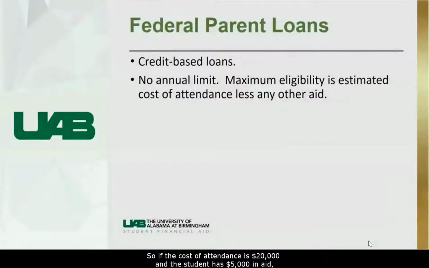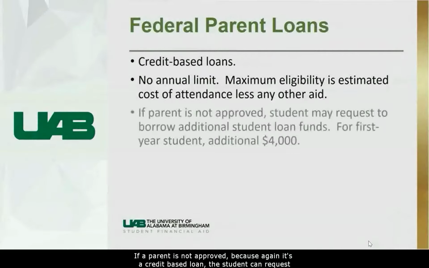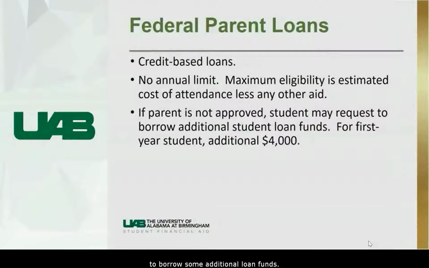So if the cost of attendance is $20,000 and the student has $5,000 in aid, then the parent loan could be for that other $15,000. If a parent is not approved, because again it's a credit-based loan, the student can request to borrow some additional loan funds. For first-year students, that additional amount is $4,000.